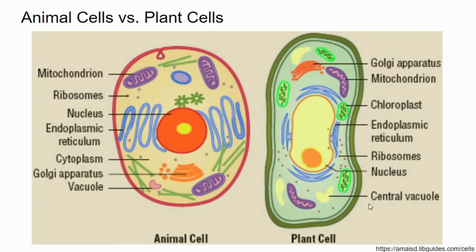Unlike animals, plants don't have a skeleton, so they do rely on their cell wall to help give them structure. Very similarly to our animal cells, we have a lot of the same organelles like the endoplasmic reticulum, ribosomes, the nucleus, and all the rest of it.